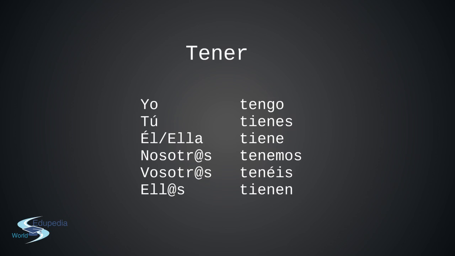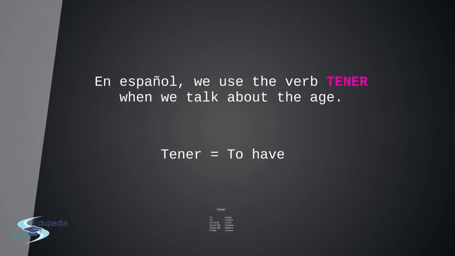And the verb, how would you read the verb? Yo tengo, I have; tú tienes, you have; él, ella tiene, he or she has; nosotros, nosotras tenemos, we have; vosotros, vosotras tenéis, you have; ellos, ellas tienen, they have. Don't freak out with this and don't worry about it. We'll look at it in the future, but I just wanted you to know this verb and maybe even to memorize it so you can use the age, right? You could say, ellos tienen 15 años, they are 15 years old, for example.